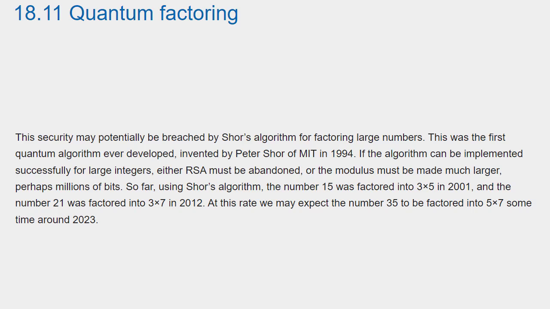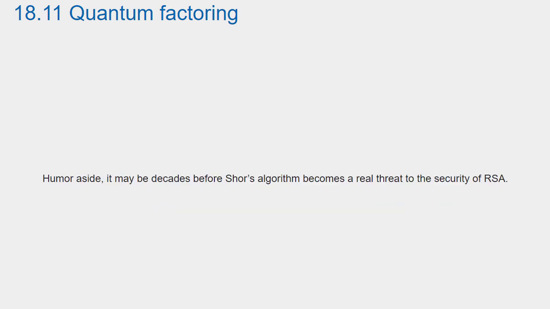So far, using Shor's algorithm, the number 15 was factored into 3 times 5 in 2001, and the number 21 was factored into 3 times 7 in 2012. At this rate, we may expect the number 35 to be factored into 5 times 7 sometime around 2023. Humour aside, it may be decades before Shor's algorithm becomes a real threat to the security of RSA.